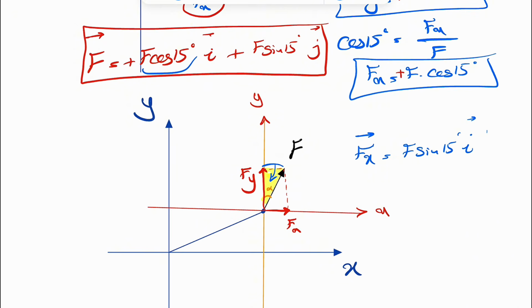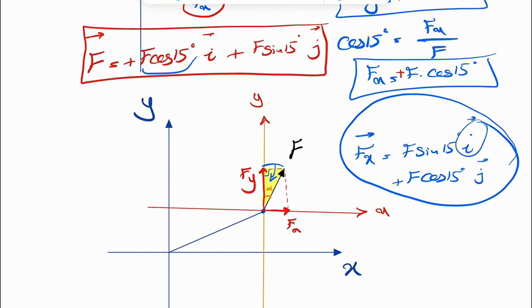That's going to be our I, the x component, and I is the unit vector. So for the y, now we have the adjacent to the alpha because that's our right triangle. So this one's also positive, plus F cosine of 15 degrees j. So that's where the confusion is coming from, and that's why I get the question: is this sine of that angle or is it cosine?